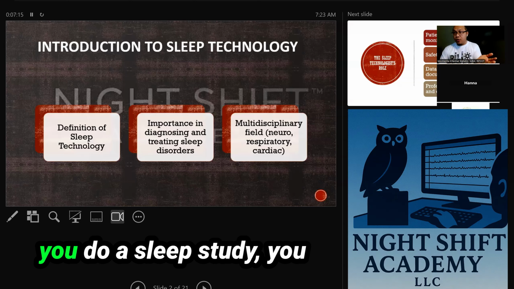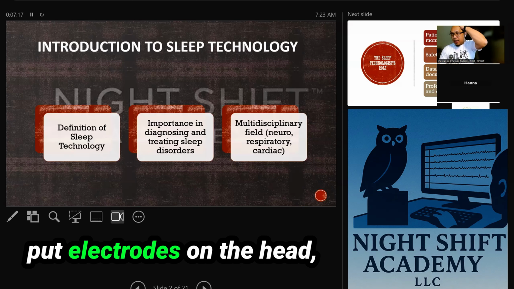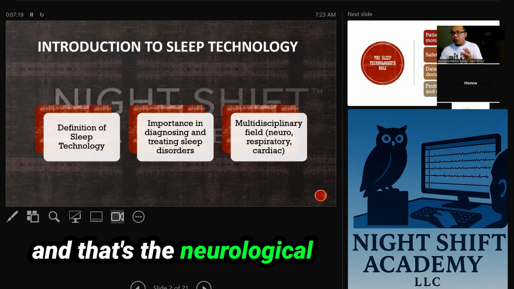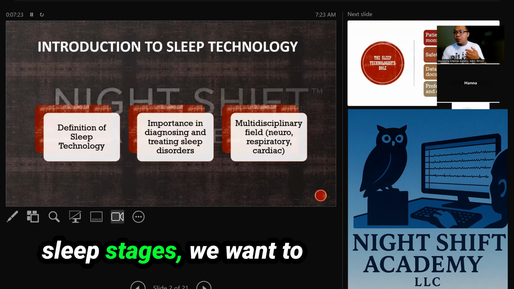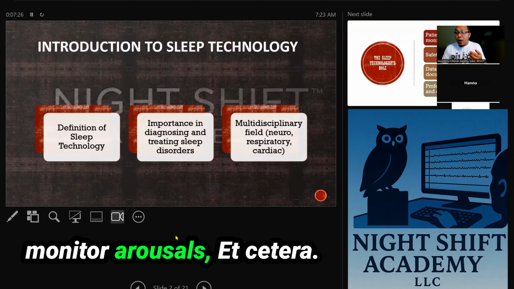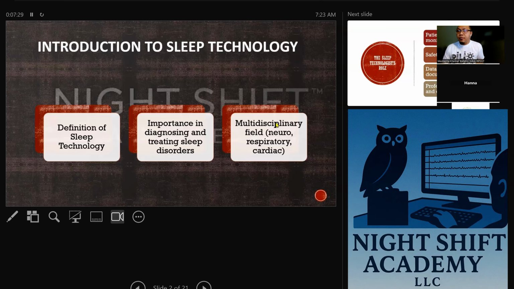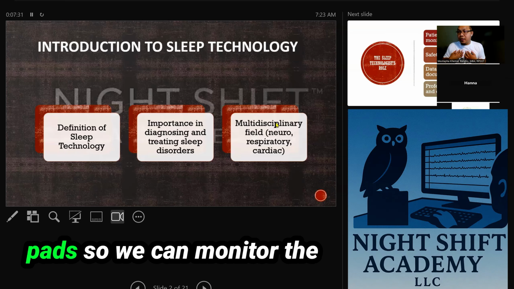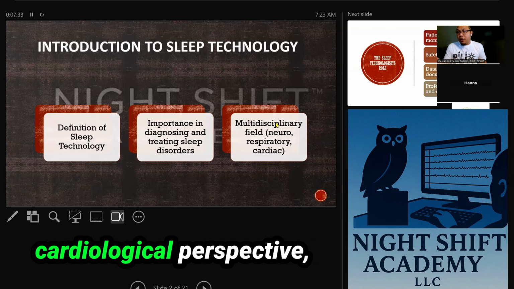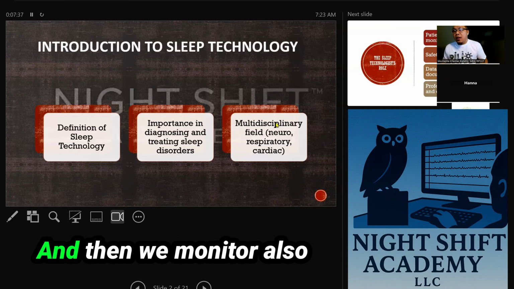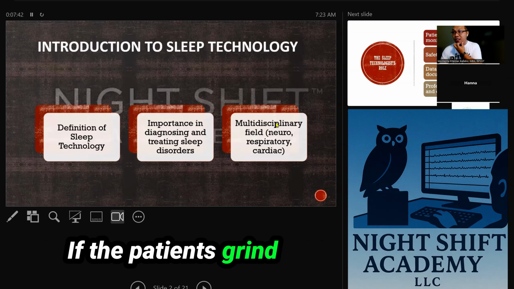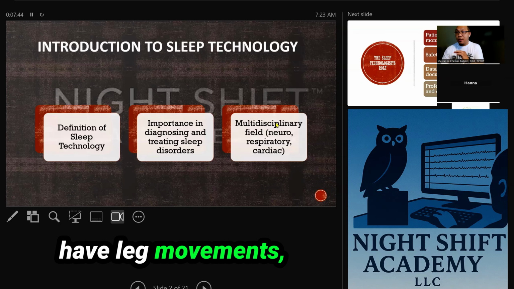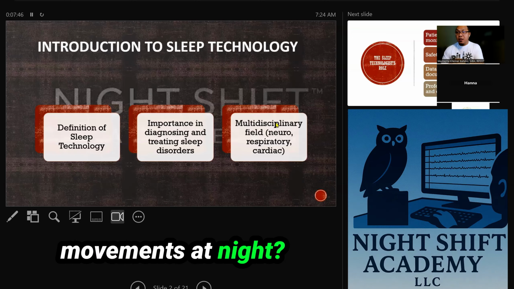Just for example, when you do a sleep study, you put electrodes on the head, and that's the neurological perspective. We monitor brain waves, we want to see sleep stages, we want to monitor arousals, etc. And yet we also put EKG pads so we can monitor the cardiological perspective. And then we also monitor the electromyogram, to see if the patient grinds their teeth, or has leg movements, periodic limb movements at night, do they kick?